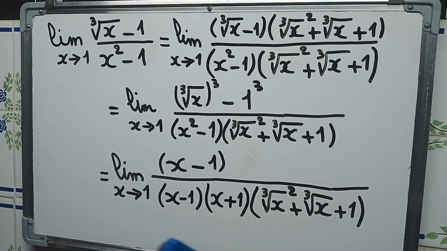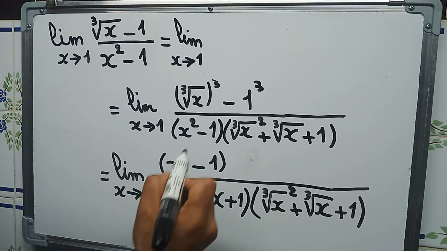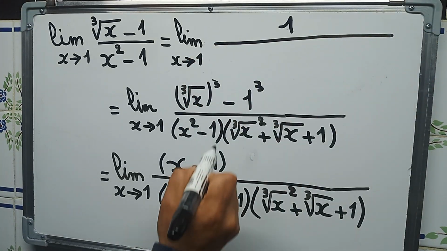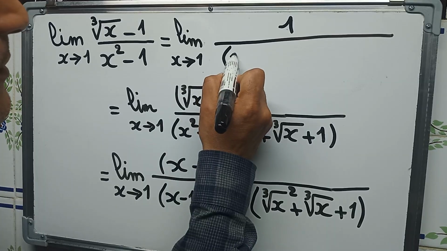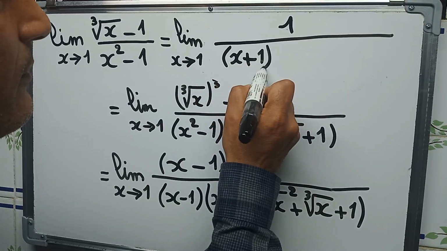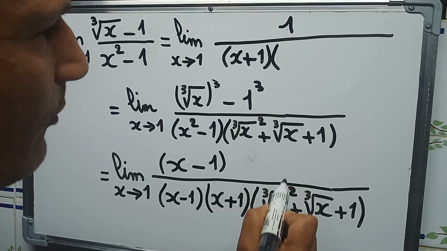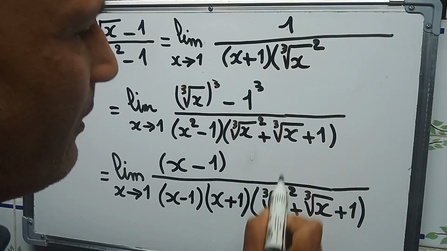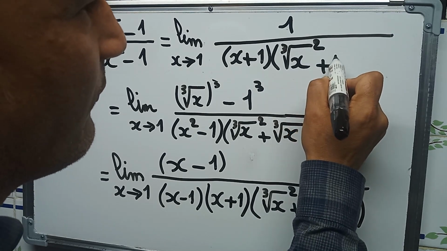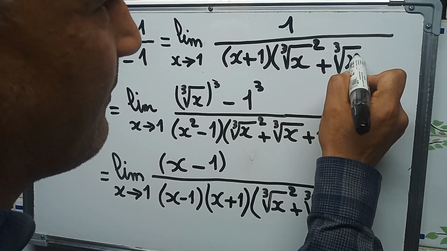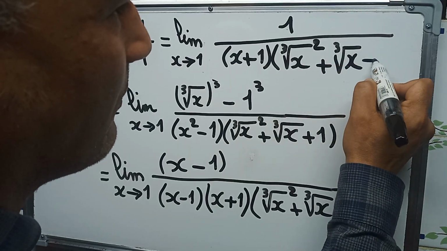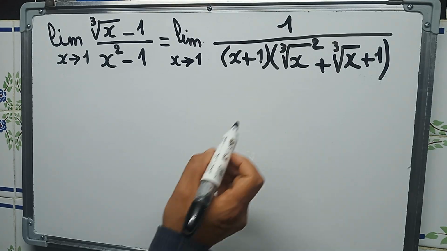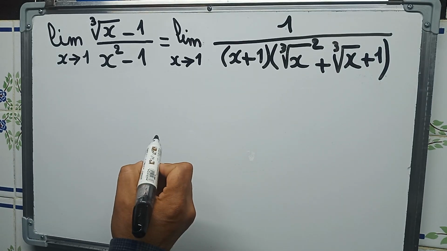And of course, we will get our limit: 1 over (x plus 1) times (cube root of x squared plus cube root of x, of course, plus 1). Now we will just plug 1 here to get the value of our limit.